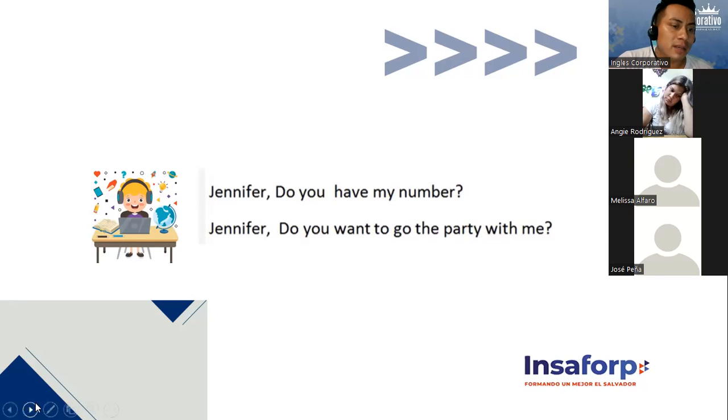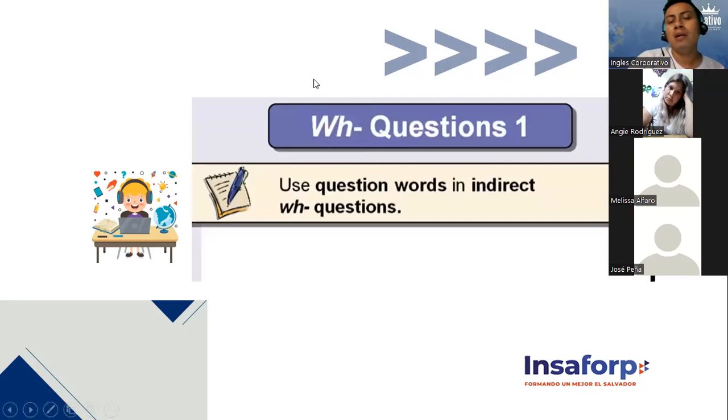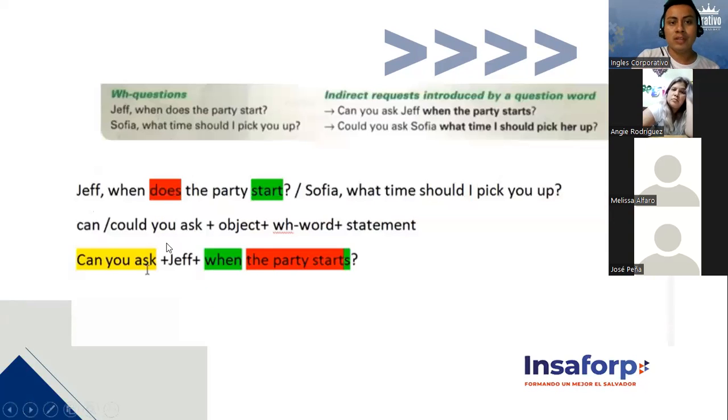Some other ideas. And what about the WH questions, okay? And this is really important. Why is it important? Because we're using auxiliaries. And when we use an auxiliary, this disappears. This is really important that we pay attention so we don't make the mistake.